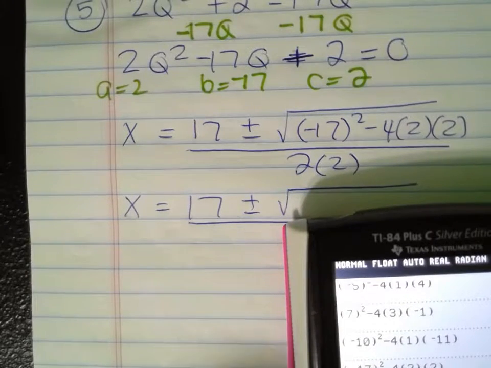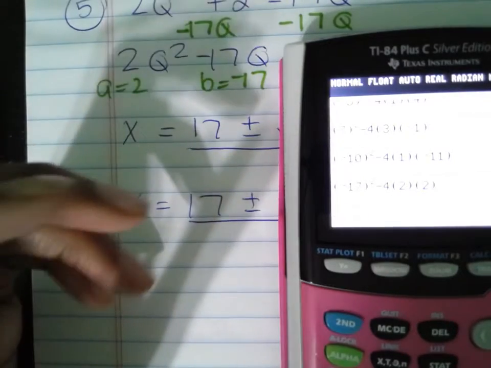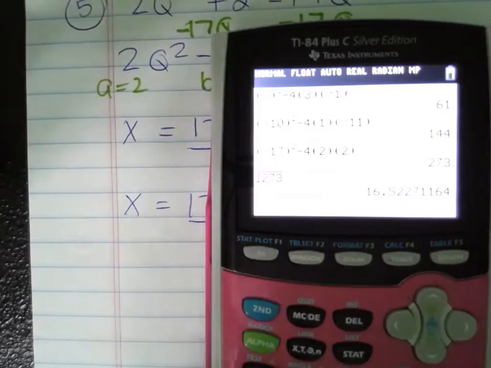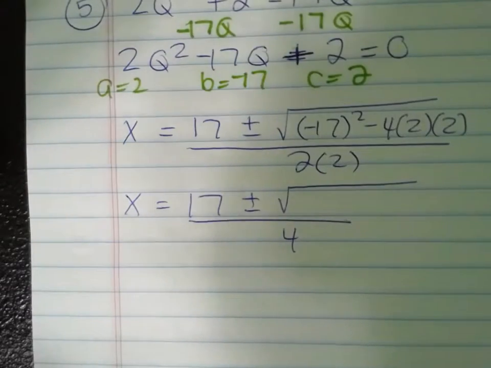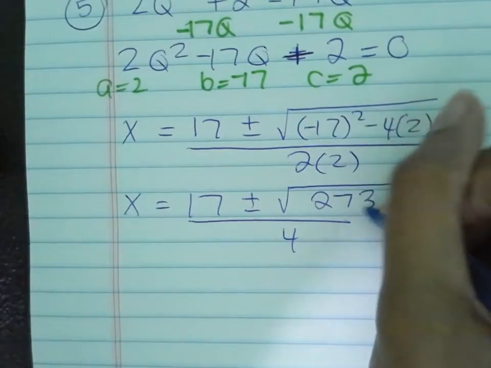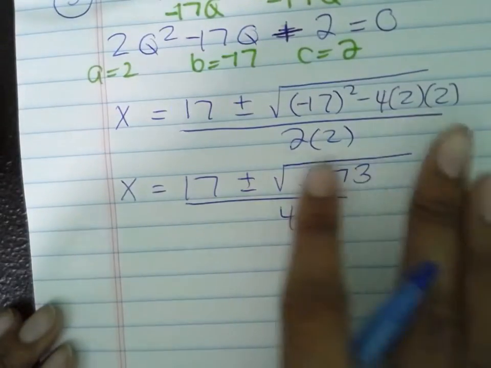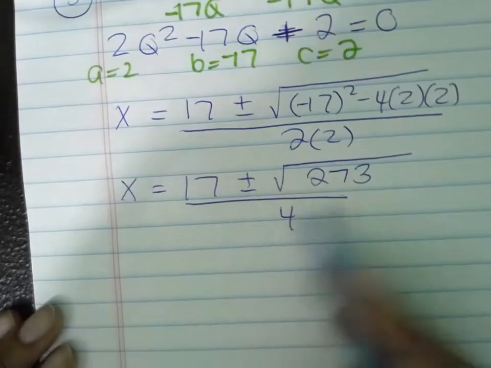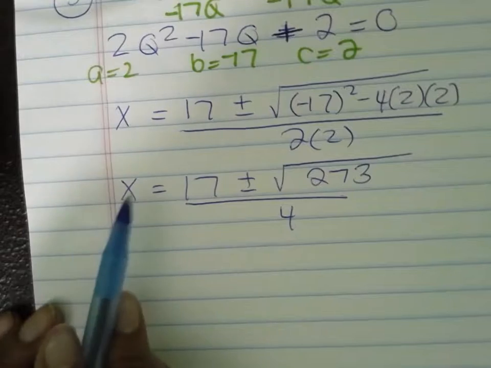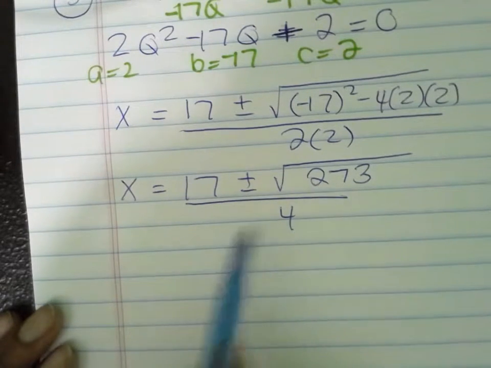All right, it says 273. I'm very sure it cannot be a square root. Definitely not a square root if you get a decimal. So I'm just going to leave it there. Because I can't take the square root of 273, I can just leave it that way. X equals 17 plus square root of 273 over 4, and then x equals 17 minus square root of 273 divided by 4.